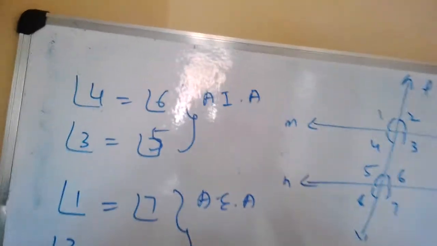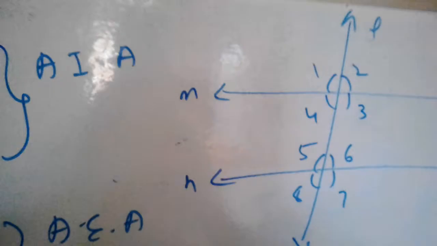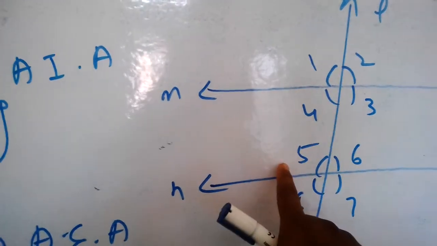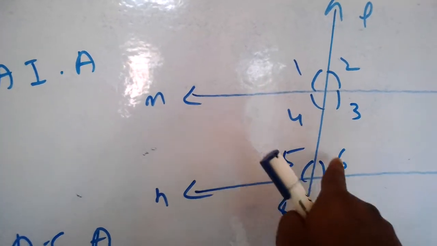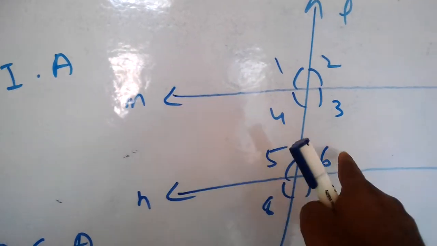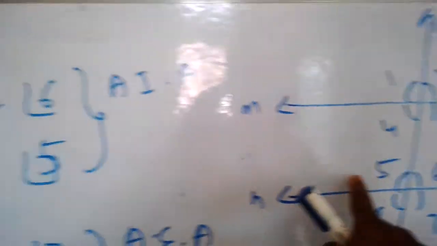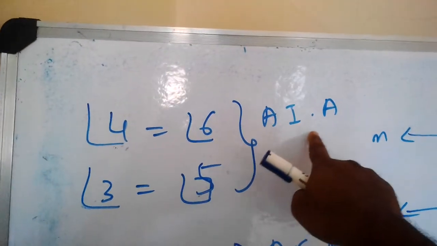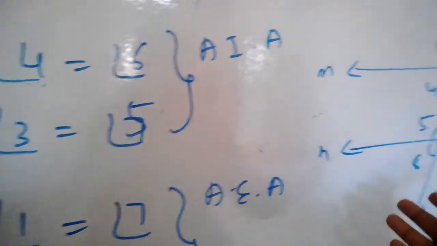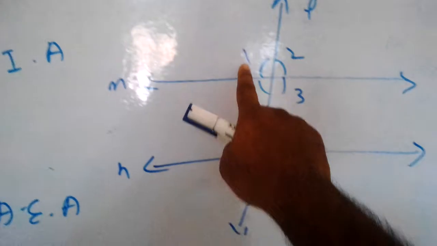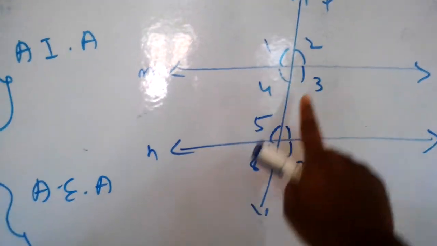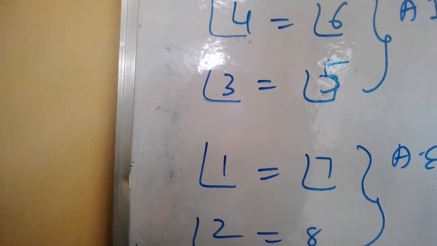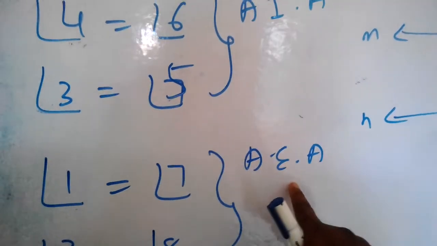Next one, alternate interior angles are always equal. For example, angle 4 is equal to angle 6, and angle 3 equals angle 5. These are alternate and also interior angles. In the same way, the alternate exterior angles are also equal. Angle 1 is equal to angle 7, angle 2 equals angle 8. These are alternate exterior angles.